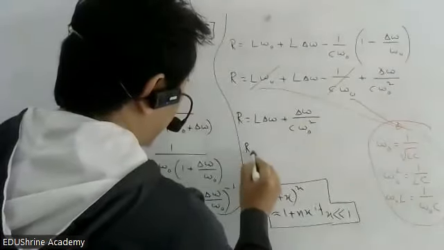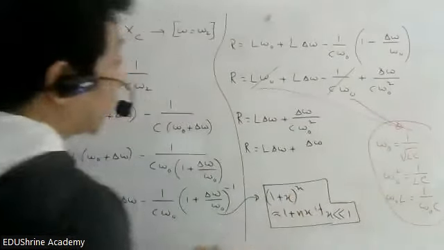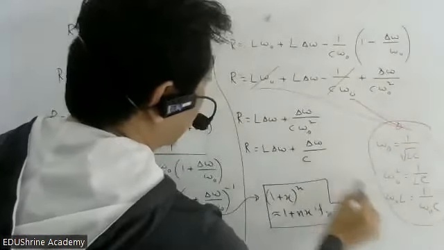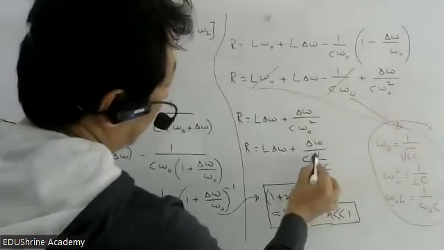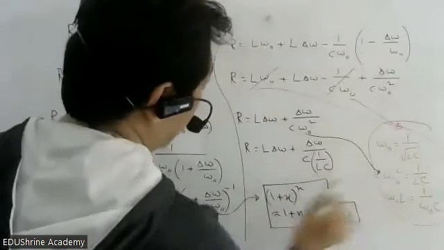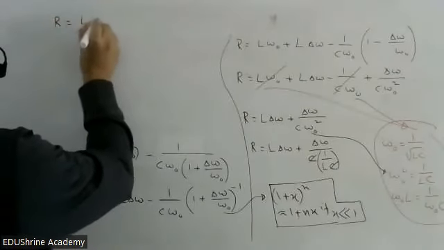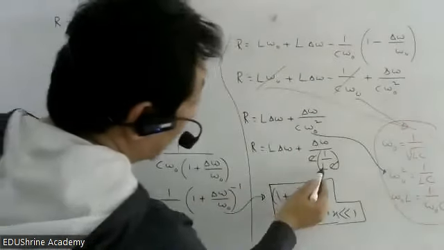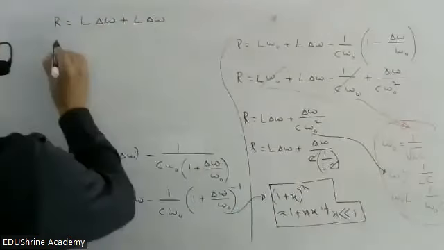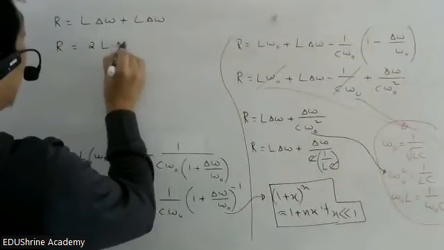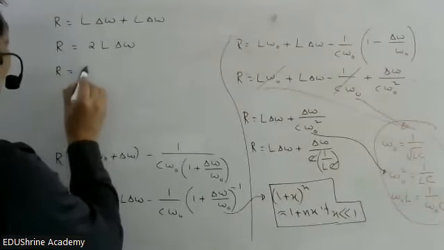Now, look carefully. Omega naught square can be written as what? Tell me from here. 1 by LC. Yes or no, guys? Omega naught square from here. Yes, sir. Then your C will also cancel. L will go up. R equal to L delta omega plus, friends, this L will go in numerator or not? Yes, sir. So L delta omega. So you will get R is equal to 2L delta omega. Super. Why super? Because you saw 2L delta omega. So let us write together.